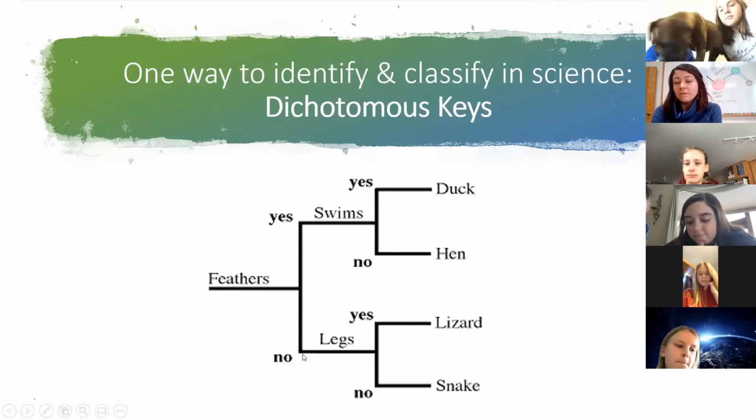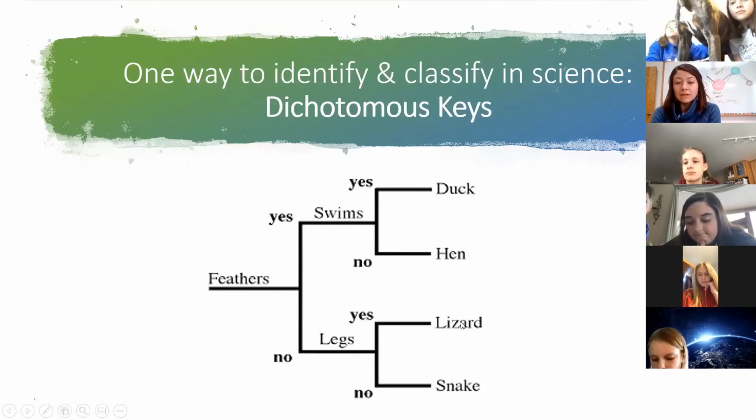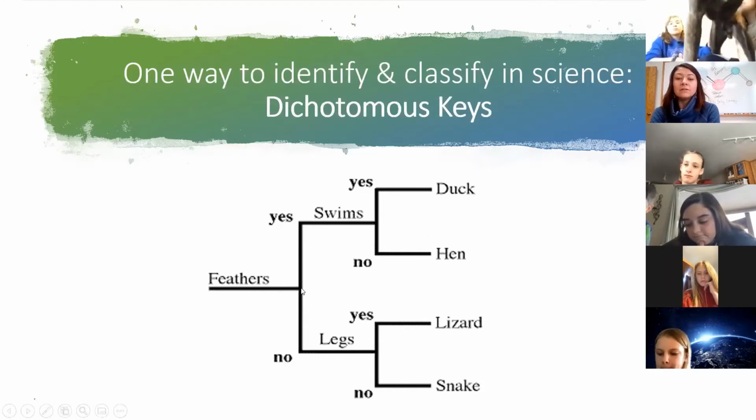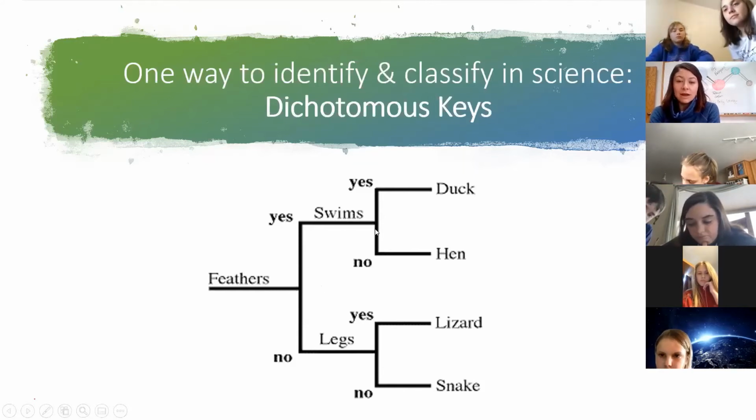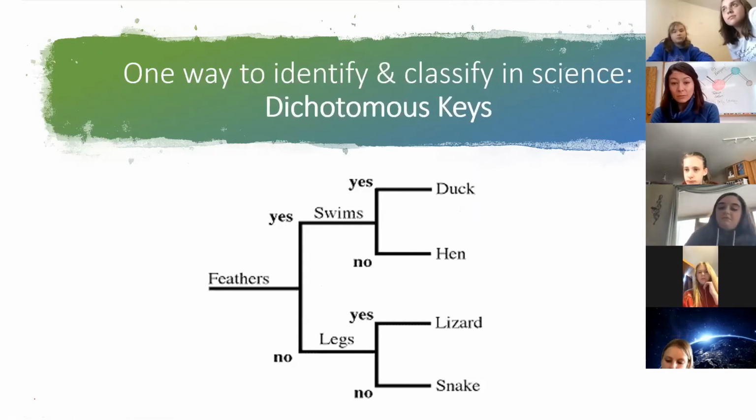And then if it doesn't have feathers, you go down to no. And then the next question is, well, does it have legs? If it does have legs, it's a lizard. And if it does not have legs, it's a snake, okay? Does that make sense? So it's a way of basically going through it. Every node, you have two options. It's going to be basically a yes or no question, right? And it's going to lead you to the next branch of your dichotomous key. And you basically just keep following it across until you get to your answer. Okay, so that's an animal example.